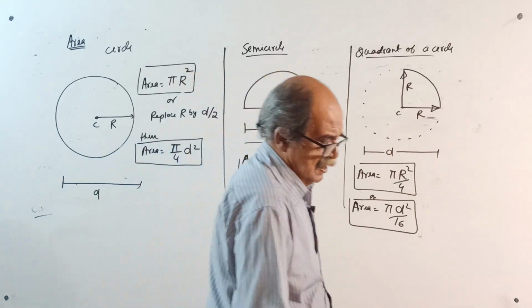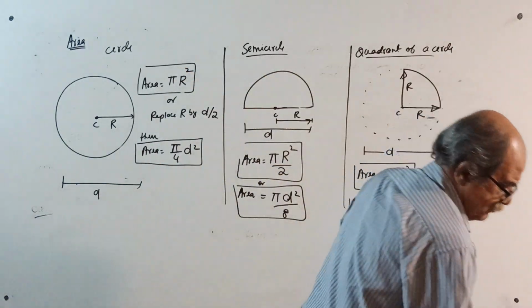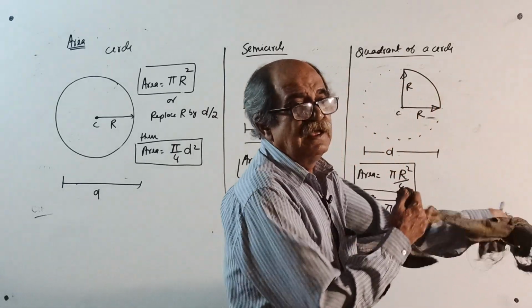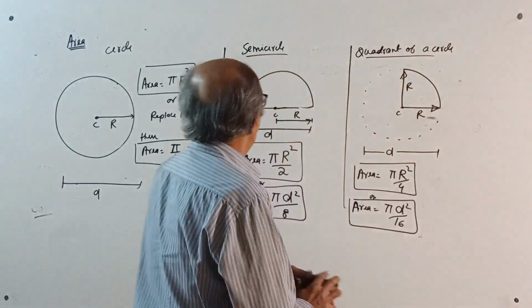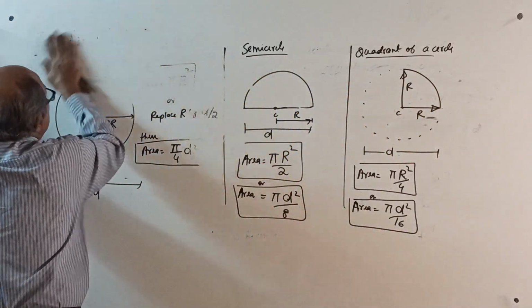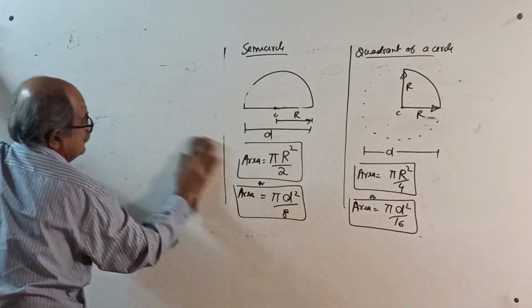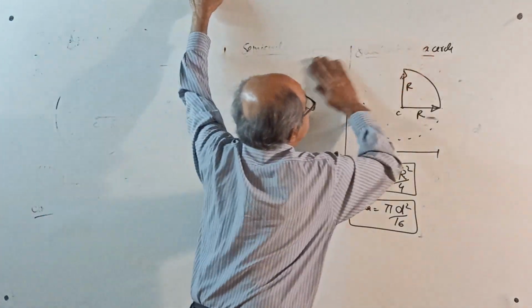Okay, now I will go to the centroid. First I will explain the centroid for a circle, then I will go for the semicircle and quadrant, which is more important. First I will finish the circle. Nothing is there; for a circle there is nothing.